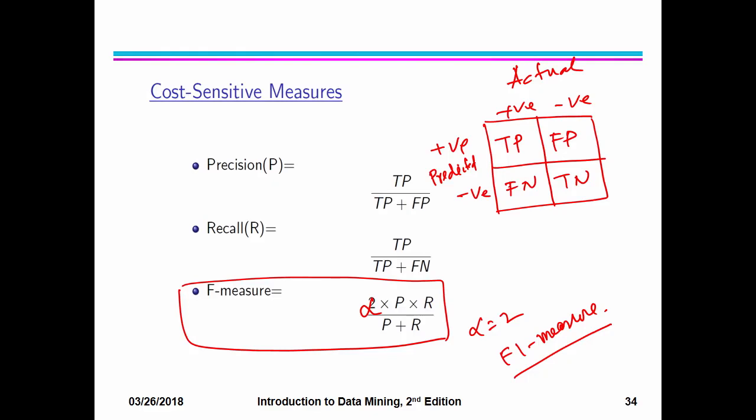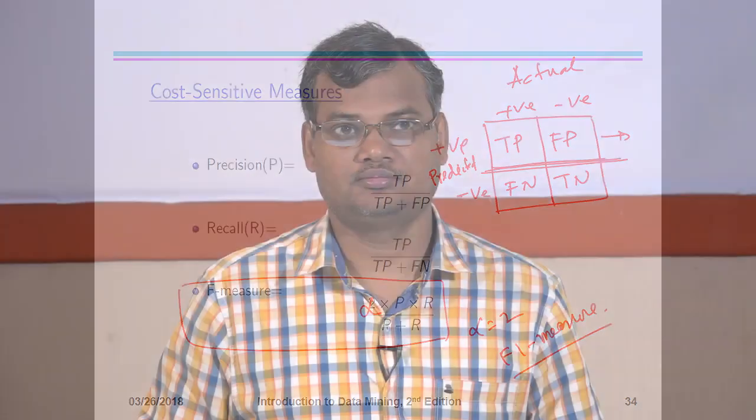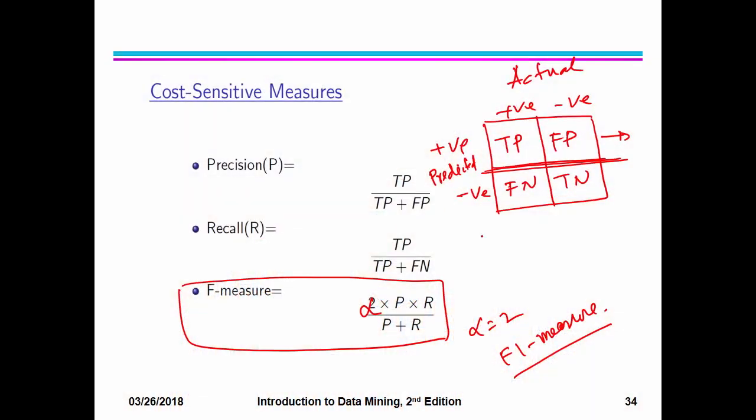So, what is precision? Precision is, out of the objects predicted as positive class, how many are really positive? That means the total predicted class is on the row, and out of this, how many are really positive class. That is precision. Precision is true positive divided by the total predicted positive, that is true positive plus false positive.